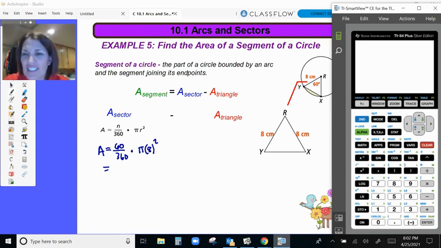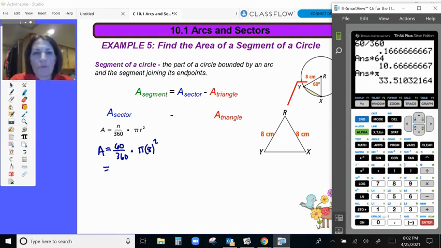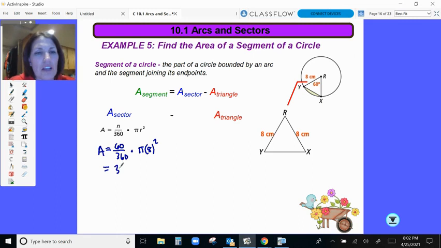So 60 divided by 360, and we're going to multiply by 64, and then multiply by pi. Okay, so we have 33.5 approximately. 33.5, that's the area of my sector.